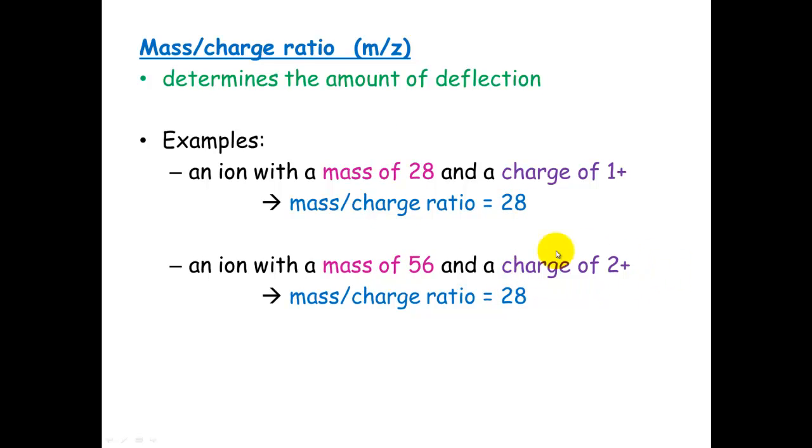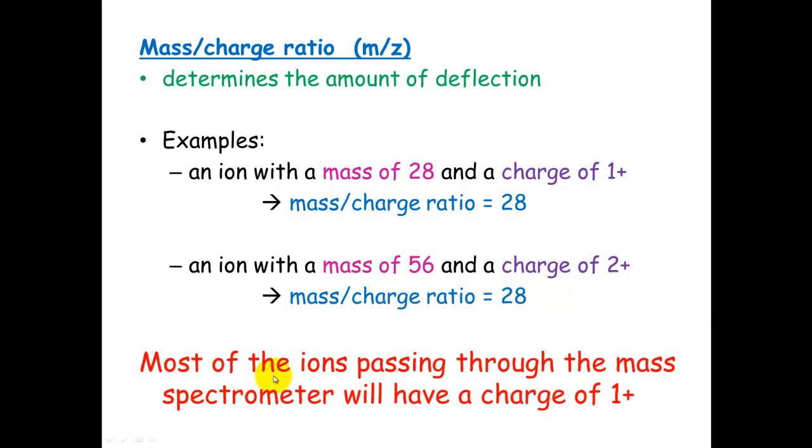So it's really important that we consider the charge of that ion when we're trying to work out what the mass of that ion is. Most of the ions passing through a mass spectrometer though will have a charge of +1, which means that this isn't too much of a worry, but it's something that you need to remember and take notice of because charge is important in the deflection through a mass spectrometer.